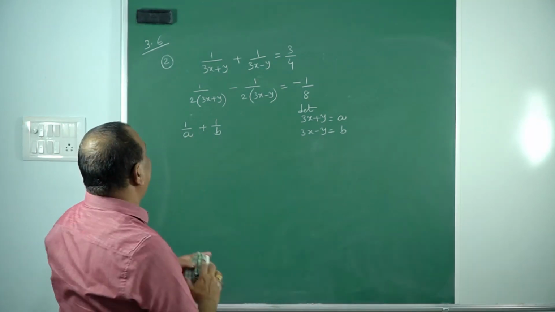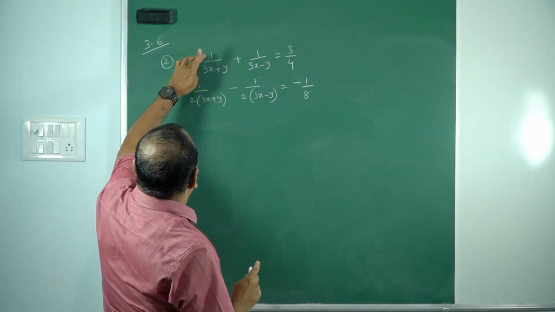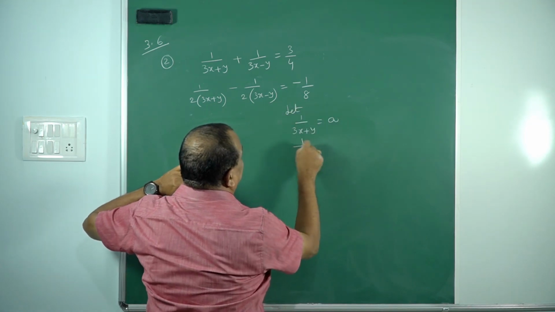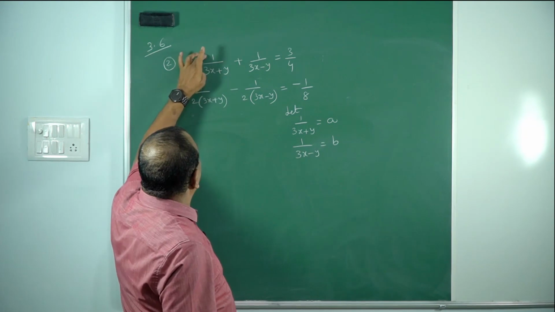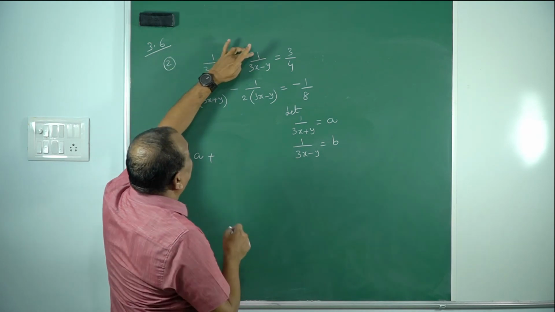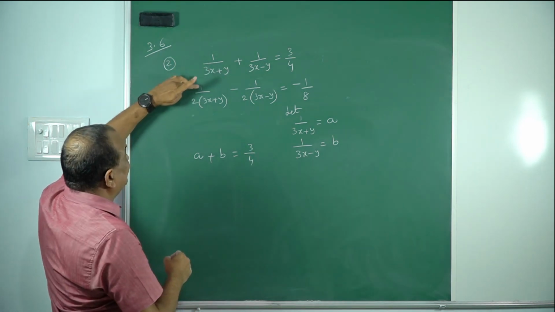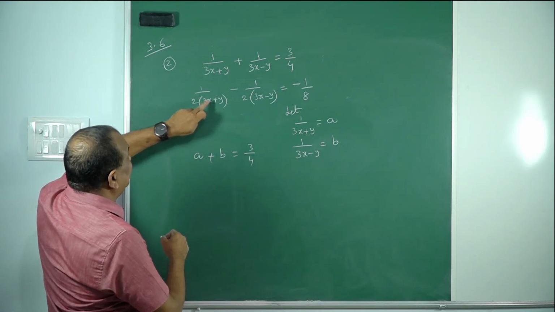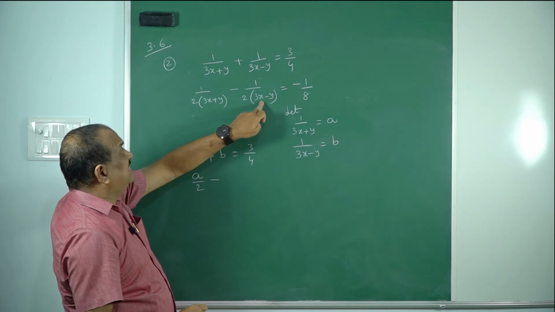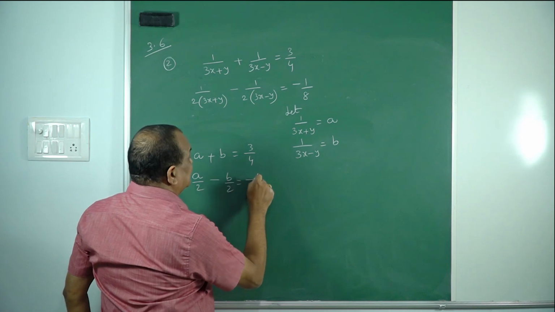I can do another thing which is rather much easier. 1 by 3x plus y if I consider, that would be even better for me. I just take 1 by 3x plus y as a, and 1 by 3x minus y as, say, b. So 1 by 3x plus y is your simple a, plus 1 by 3x minus y is your b, and the answer is 3 on 4. And let us take 1 by 3x plus y is a, and of course by 2 is there, it's a by 2, and minus 1 by 3x minus y is b, so minus b by 2, and your answer is minus 1 on 8.